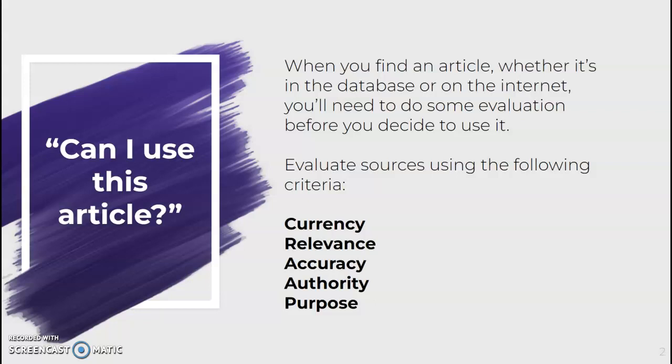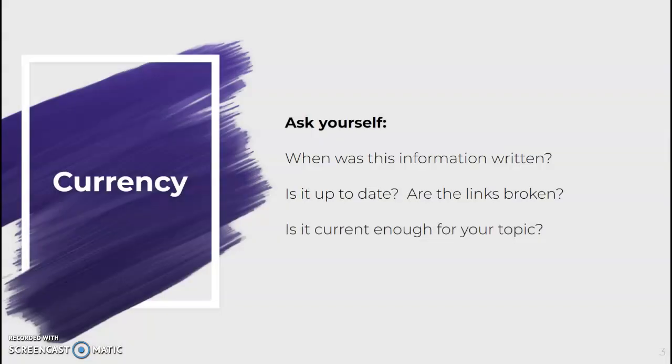It's really important that you choose credible material to use in your writing, especially if you're doing any kind of research or trying to support your arguments in some way. Your information must be credible. And so we're going to evaluate sources using what we call the CRAAP test: Currency, Relevance, Accuracy, Authority, and Purpose.